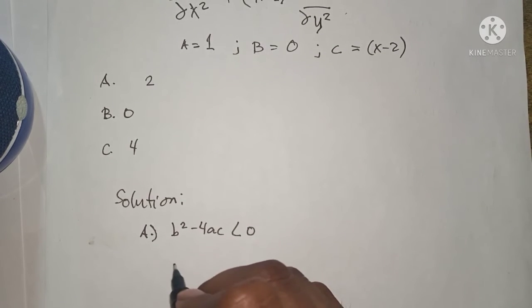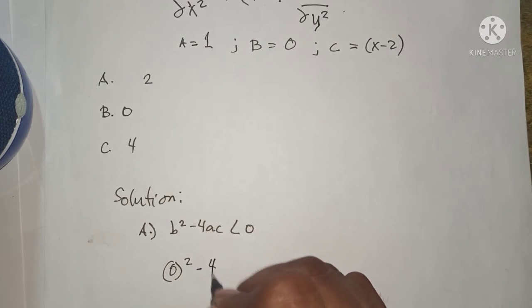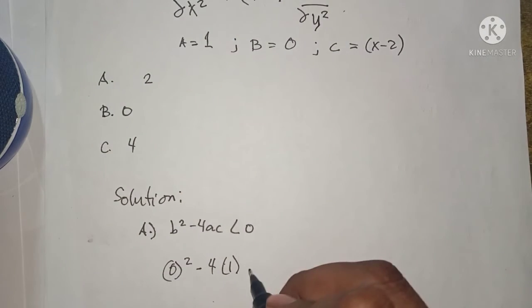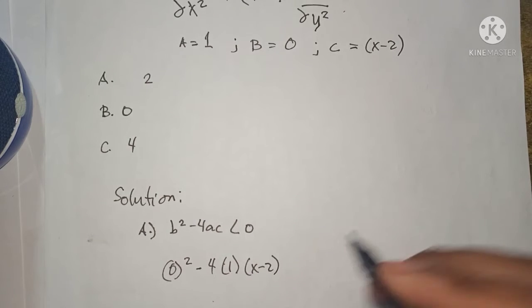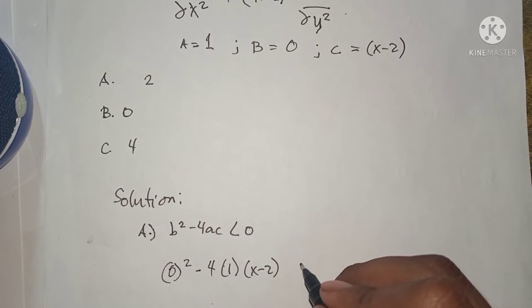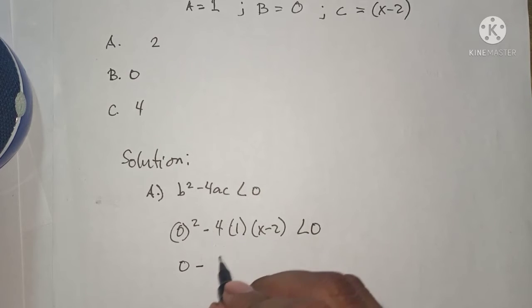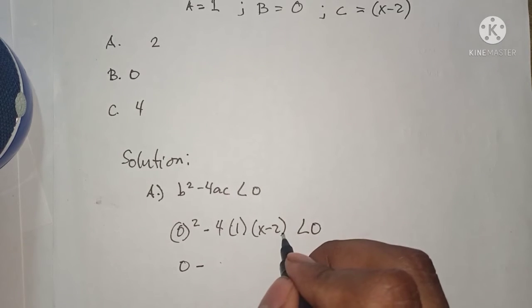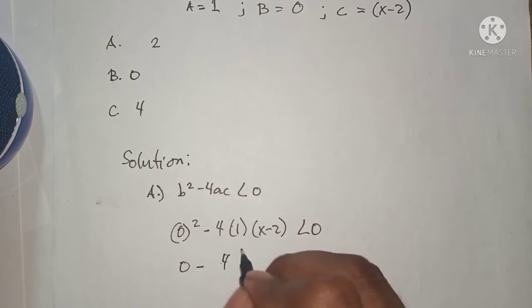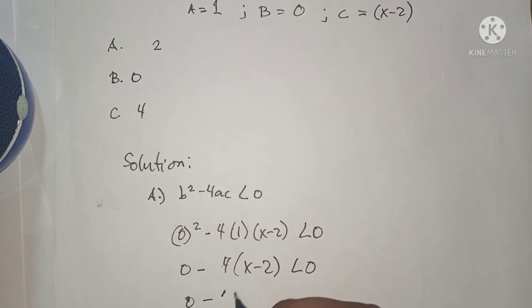Solve natin to sa letter E. So yung b natin kanina ay 0. Squared minus 4, ang a natin is 1, and then yung c natin is x minus 2, and then yung ating less than 0, so ito ay 0 minus 4 times x minus 2. Kapag kinompute natin to, so 4x minus 2, so 0.